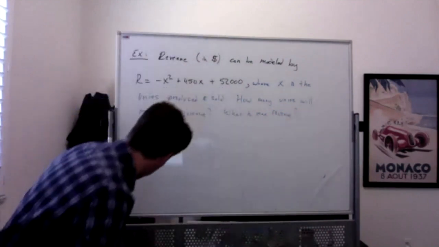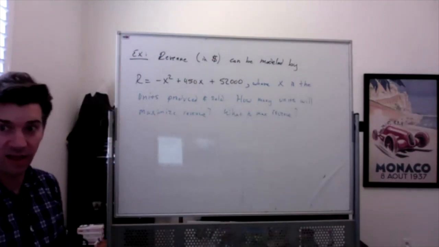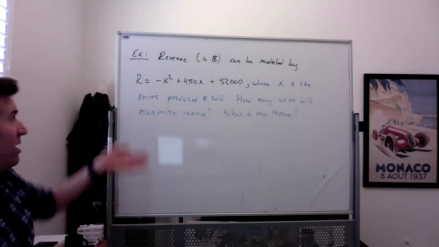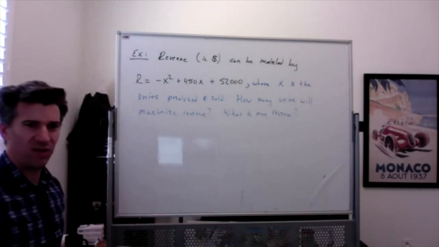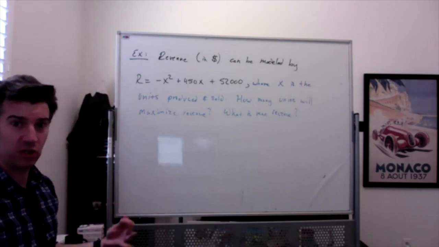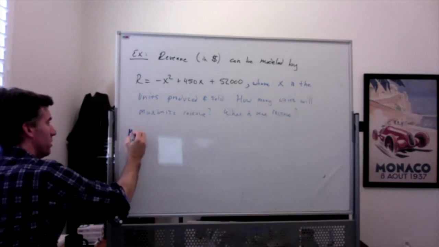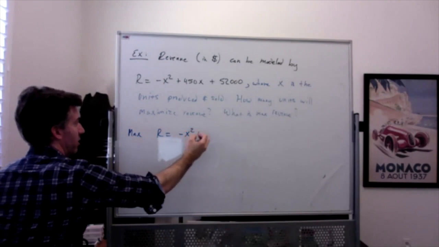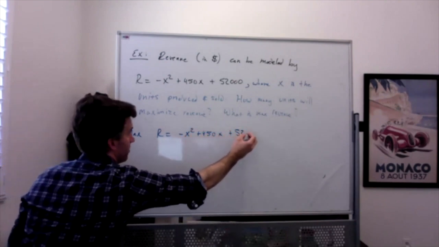And I will point out, this problem is a little different than the previous problem in that a lot of it's already done for us, meaning we already have the thing we want to maximize. We don't really have a picture to draw here. There isn't like some shape we're trying to look at. So we know we are trying to maximize revenue, which is negative x squared plus 450x plus 52,000.